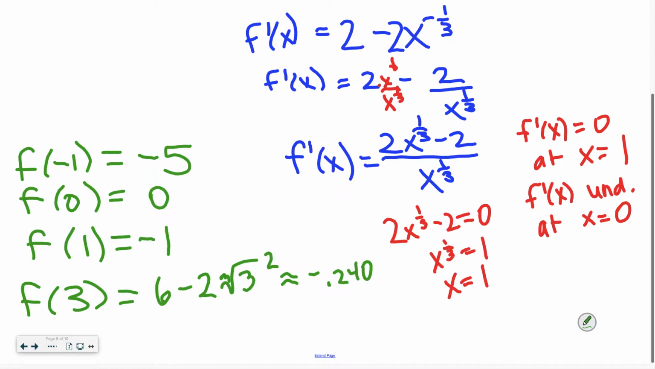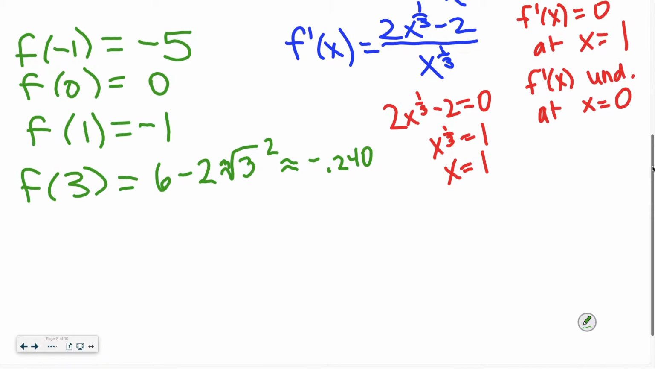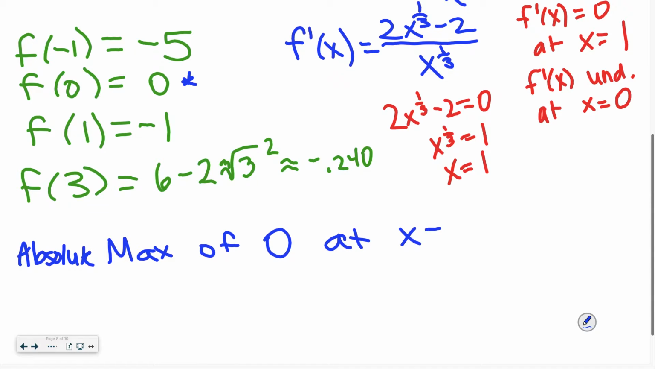Can we make our decision now? I'm going to write my answer a little bit different this time. What's the biggest number you see for a y value? 0. So we have an absolute max of 0 at x equals 0.